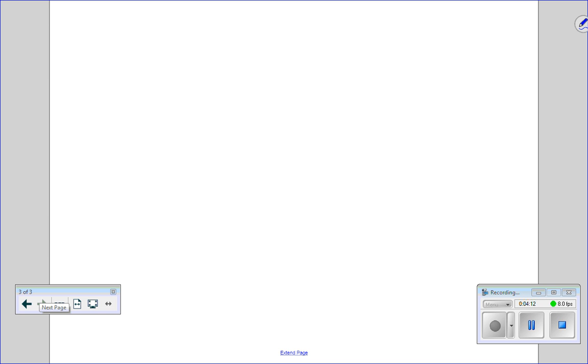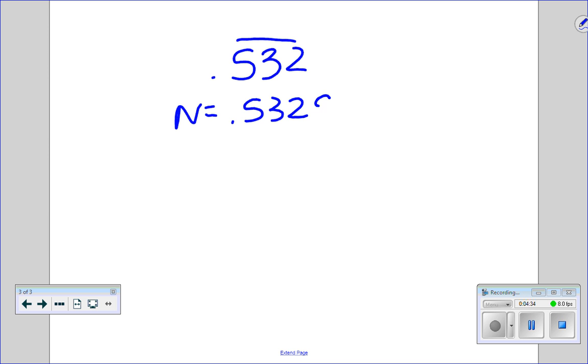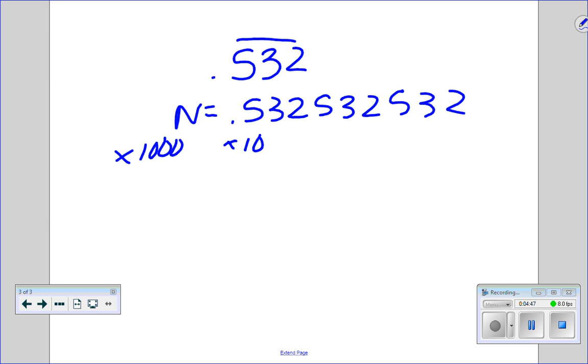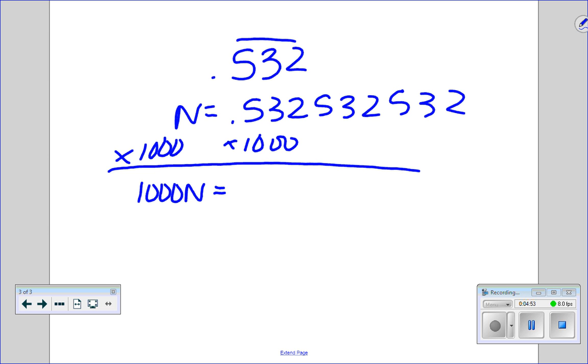Throw me a number that repeats. We'll let Larissa, because she raised her hand nicely. 0.532 repeating, 532, 532, 532. Okay, so we're going to write this as a fraction. It's going to look like this. n equals 0.532532532. Multiply by 1,000 this time. You're right, because there are three digits that are repeating. I'm moving my decimal three places this time.